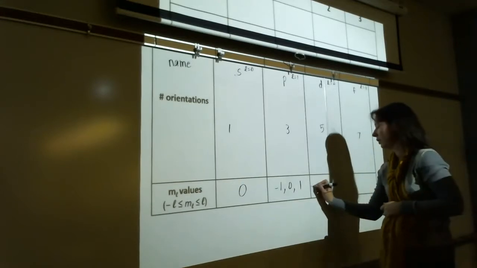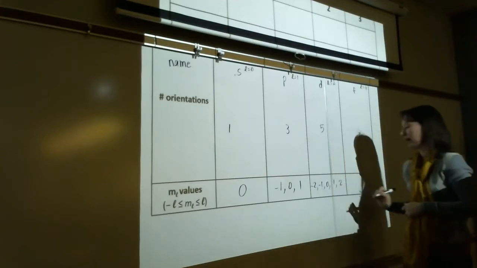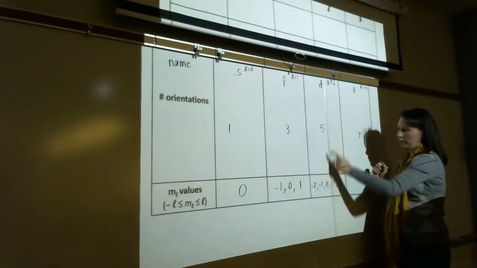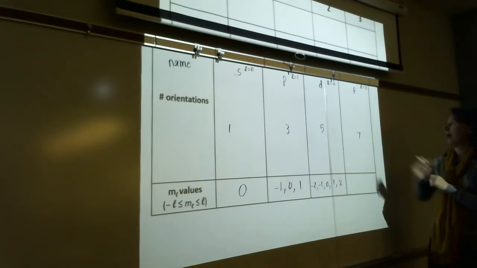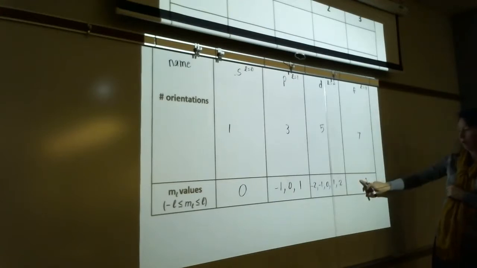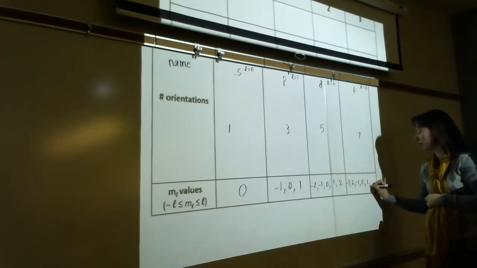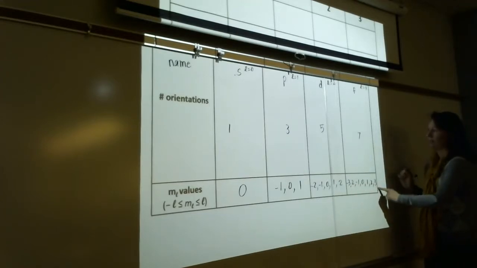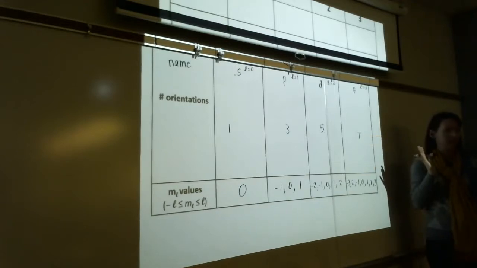Negative 2, negative 1, 0, 1, 2. And look, that corresponds to our 5 orientations, right? 1, 2, 3, 4, 5. And I erased them, but you've still got them on your page. And then if L equals 3, what are my values here? Negative 3, negative 2, negative 1, 0, 1, 2, 3, right? 1, 2, 3, 4, 5, 6, 7, corresponding to those 7 orientations in 3D space. Isn't that convenient? Yes, it is.